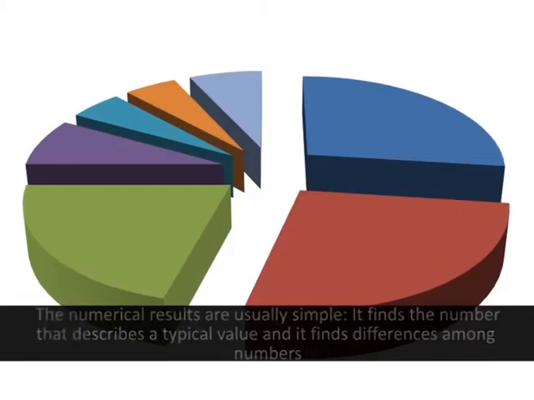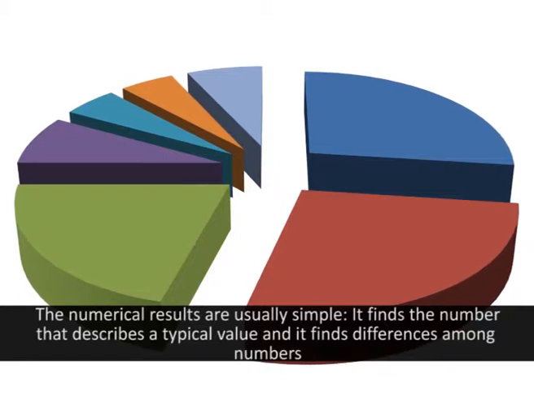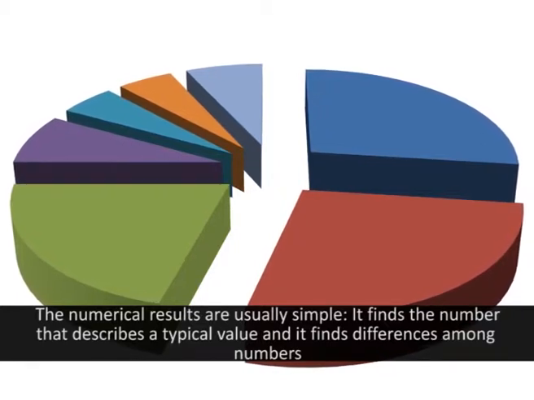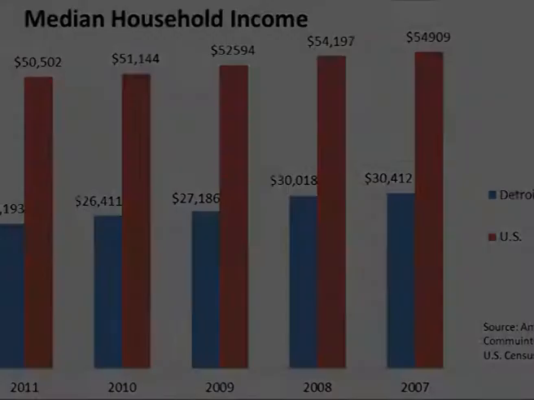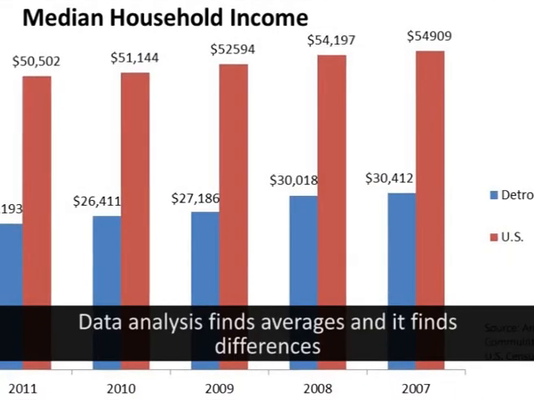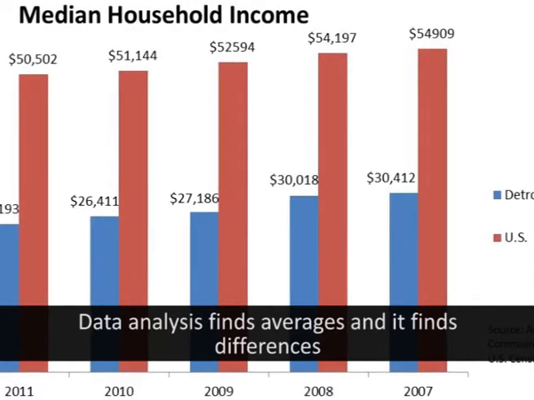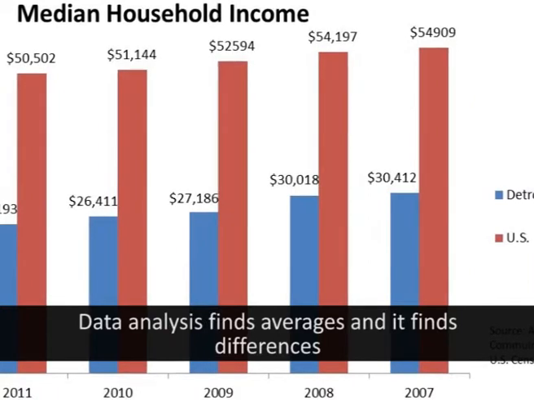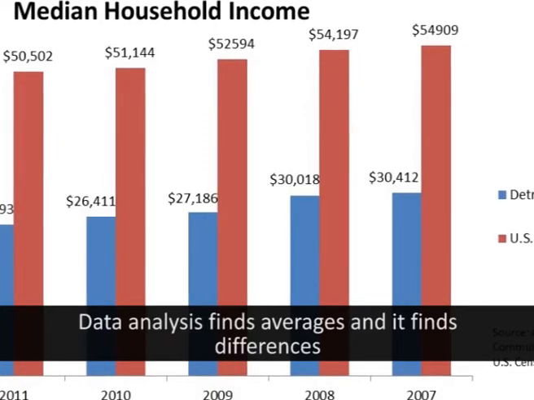The numerical results provided by a data analysis are usually simple. It finds the number that describes a typical value, and it finds differences among numbers. Data analysis finds averages, like the average income or the average temperature, and it finds differences like the difference in income from group to group or the differences in average temperature from year to year. Fundamentally, the numerical answers provided by data analysis are that simple.